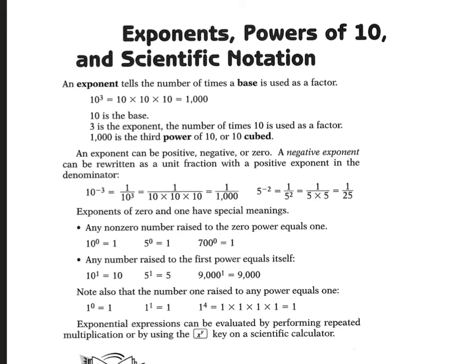Just like any number that's raised to the power of 1 is that number. So if it's 10 to the power of 1, it's just 10. If it's 5 to the power of 1, it's just 5. If it's 9,000 to the power of 1, it's 9,000. The number 1 raised to any power also equals 1. So 1 to the power of 0 is 1, 1 to the first power is 1, 1 to the fourth power is 1, 1 to the 27th power is 1.